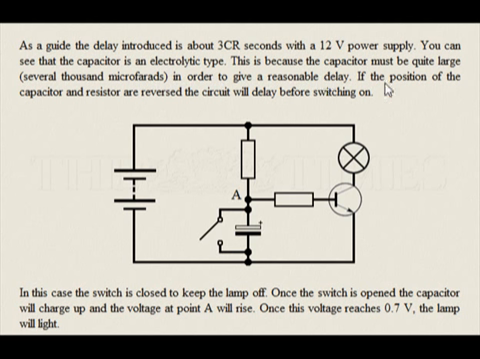If the position of the capacitor and resistor are reversed, the circuit will delay before switching on. In this case, the switch is closed to keep the lamp off. Once the switch is opened, the capacitor will charge up and the voltage at point A will rise. Once this voltage reaches 0.7 volts, the lamp will light.